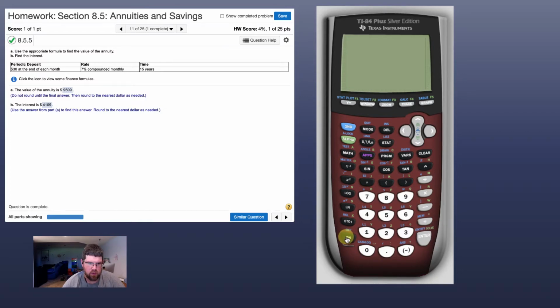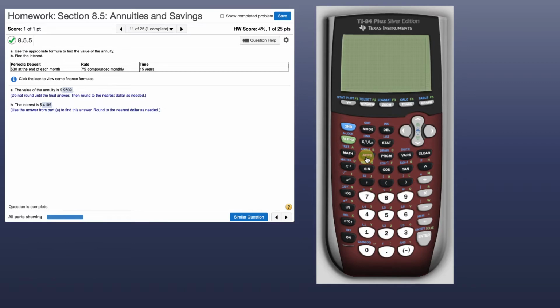So on the TI, real quick, again, we're in the apps and we're in the finance app, and we're going to go into the TVM solver. So let's see here, 15 years, it's compounded monthly. First of all, 15 times 12, because 12 months every year for 15 years. So that's 180. Interest is 7%. Present value, there is no present value.